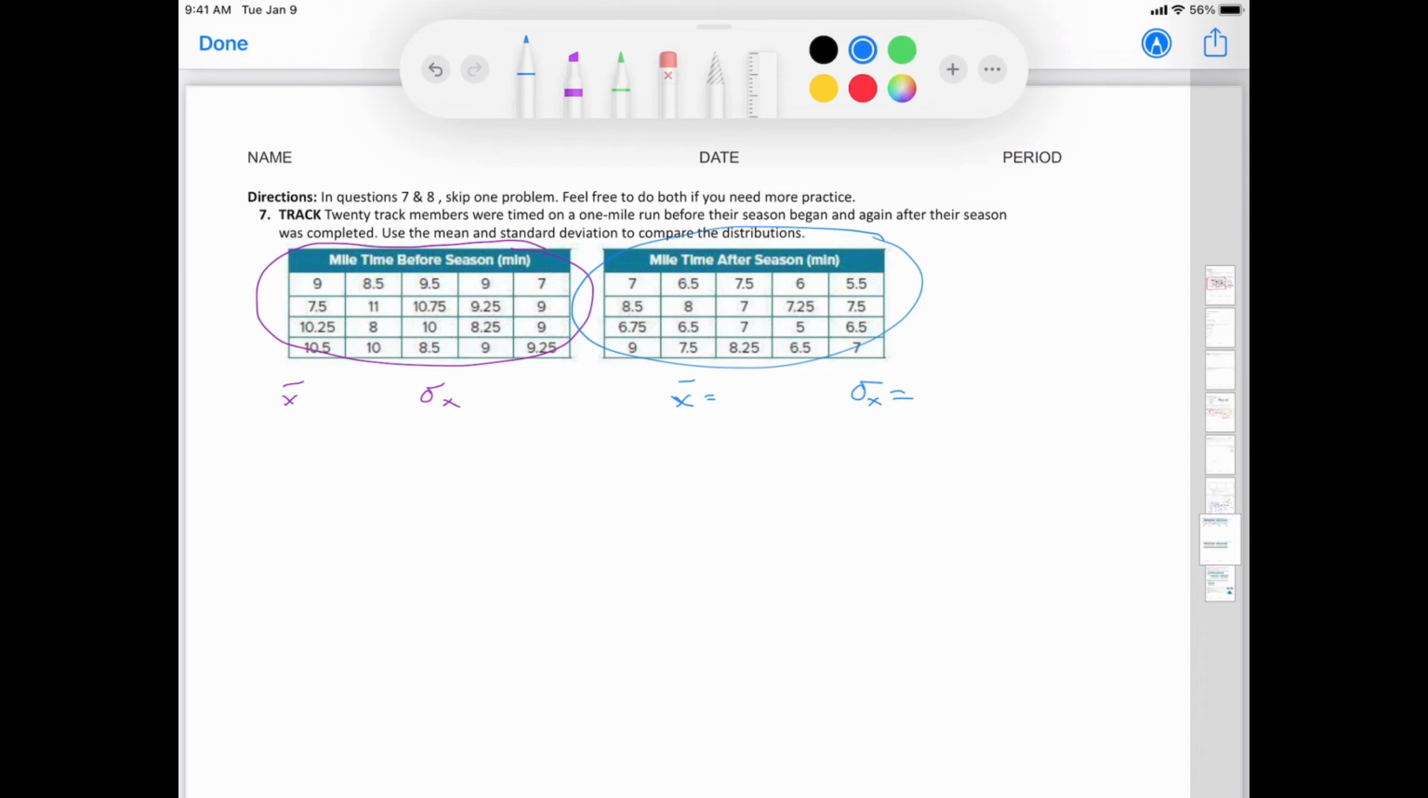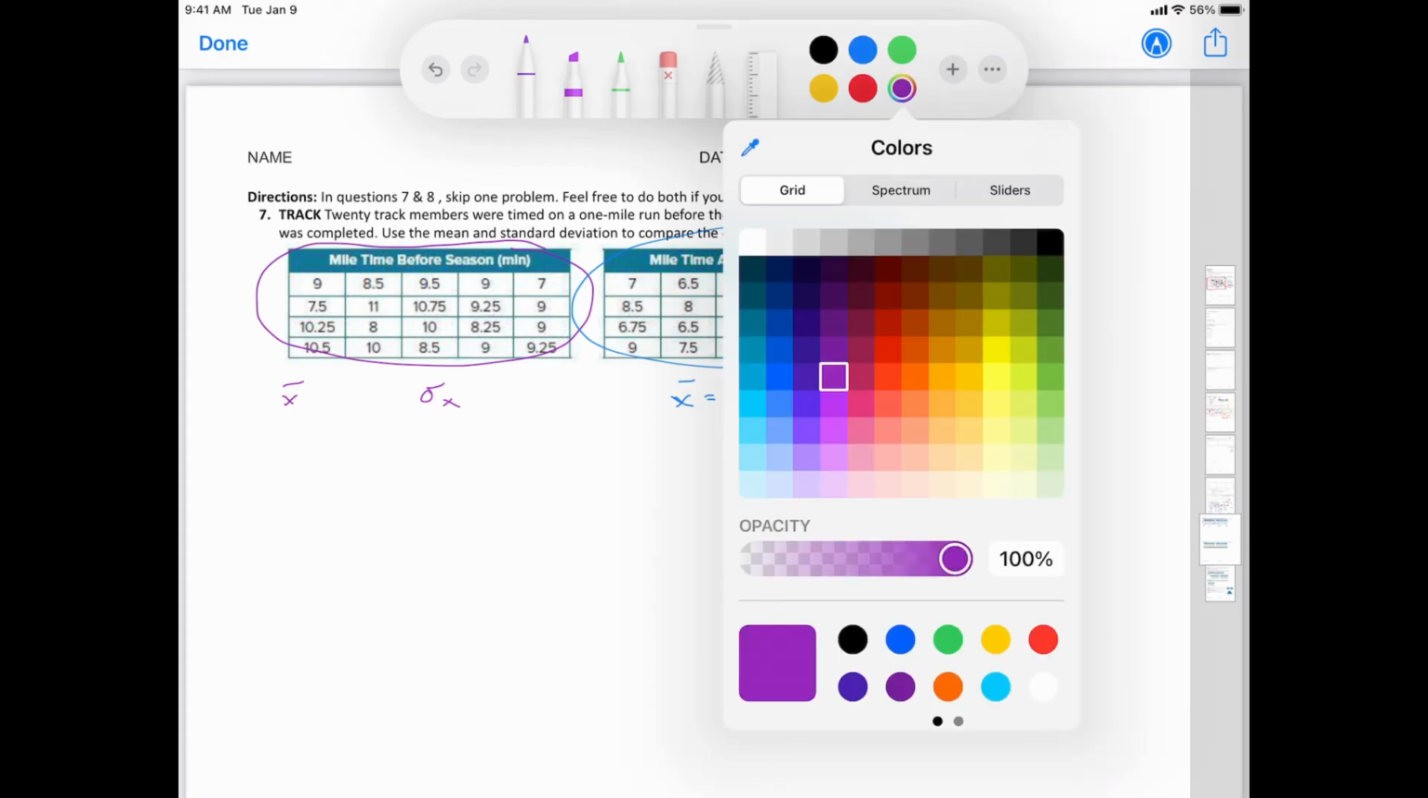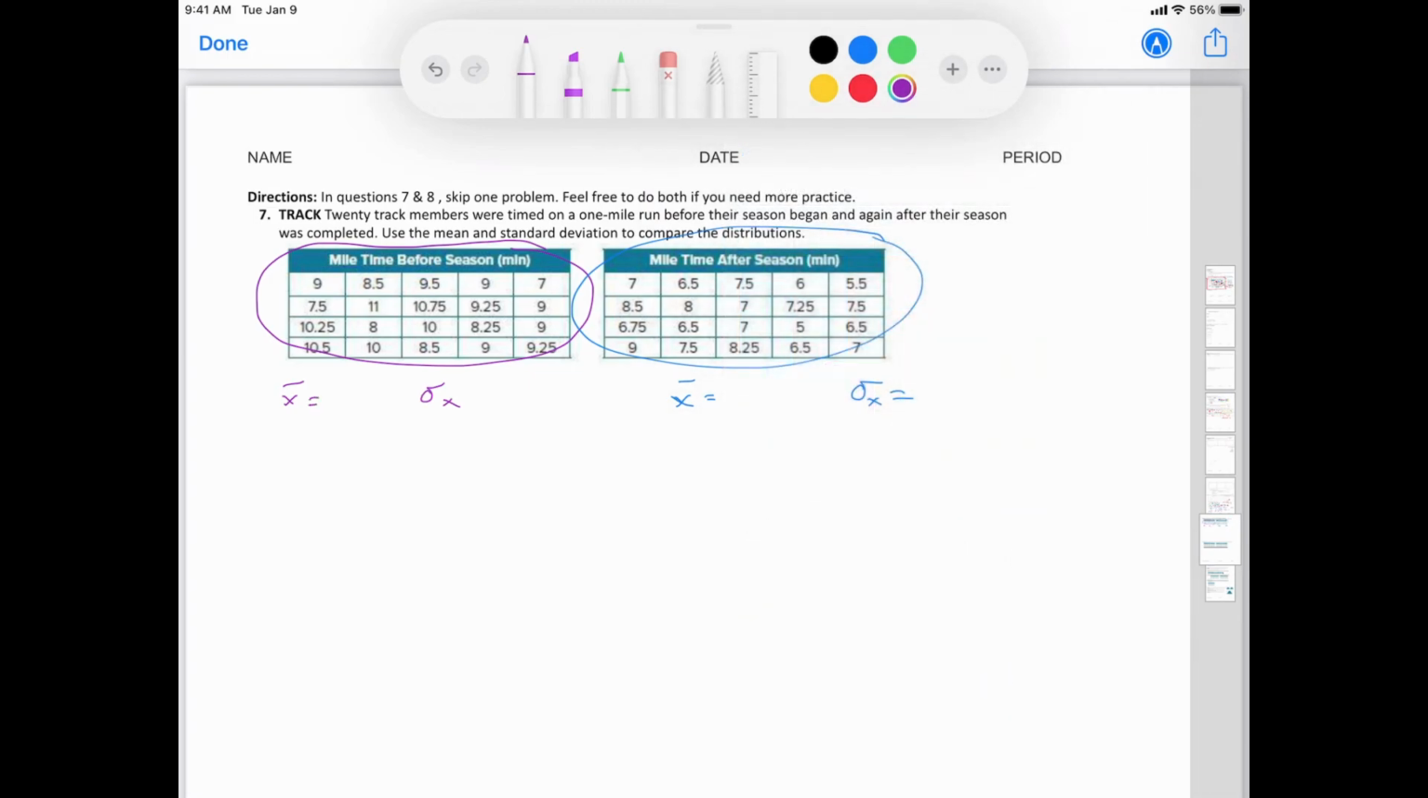Okay, for the track, I have 9.2 and 1.0. And then after the season, I have a 7.0 and a 0.9. So let's go ahead and do our SOCS.